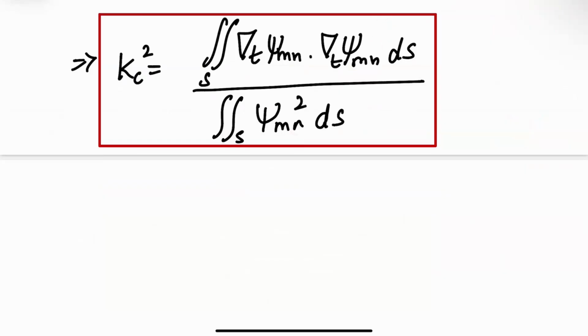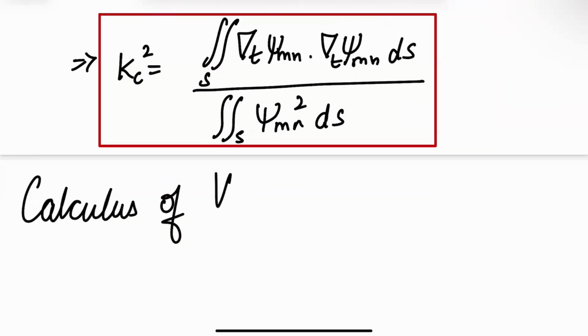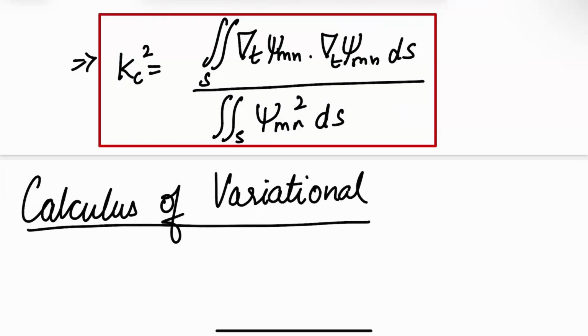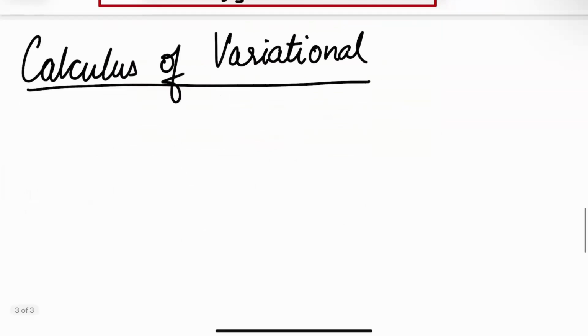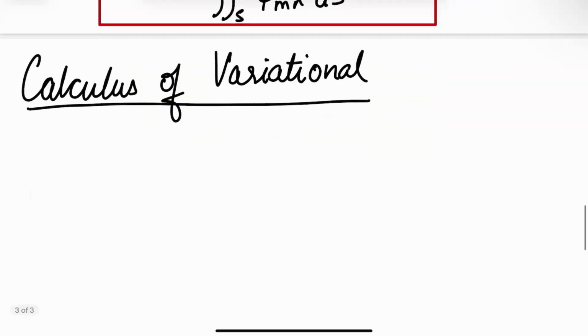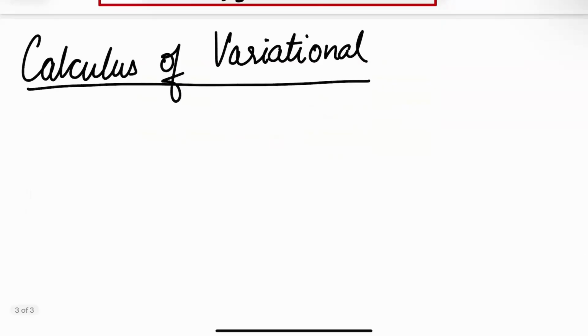To do that, we'll use a technique called calculus of variations, or variational calculus. It's a very general calculus technique, widely used in many different problems in physics and engineering. Today we'll use it to find psi, and once you know psi, you know kc. This uses a quantity called a functional.